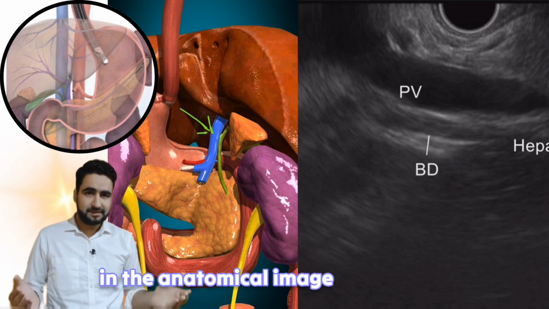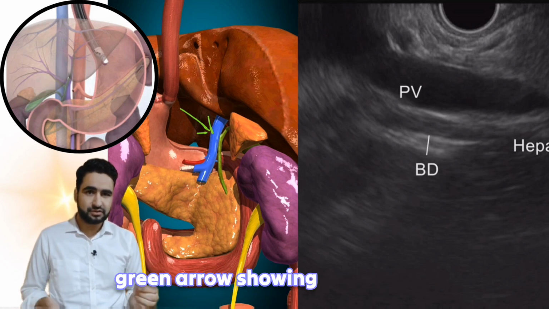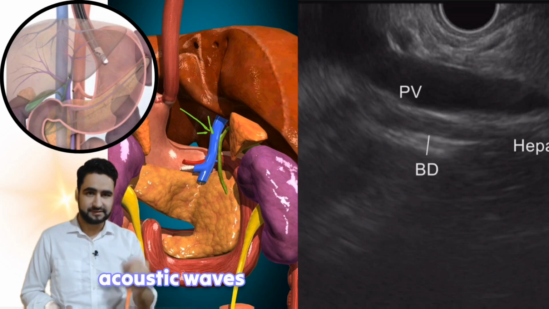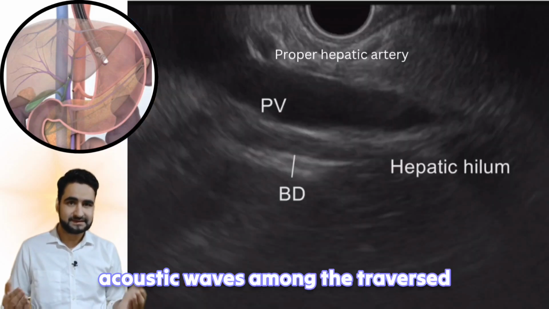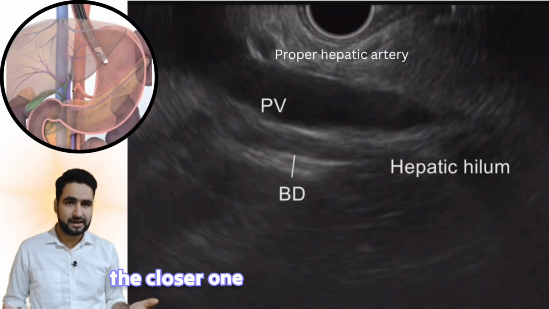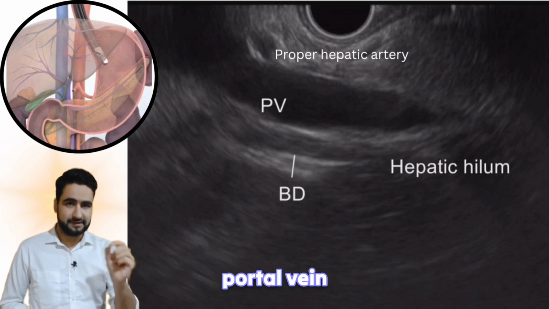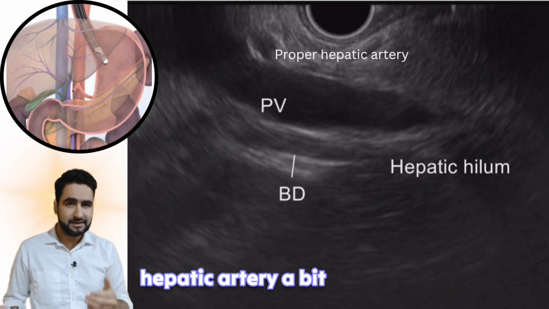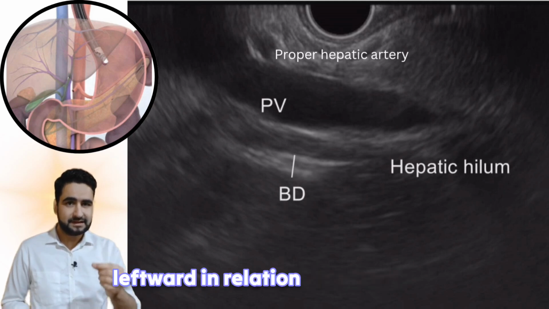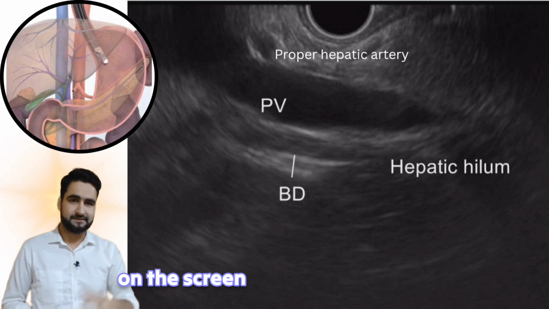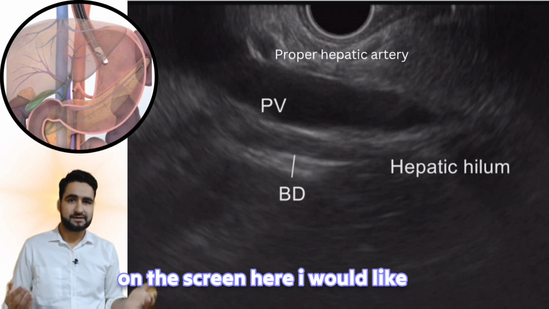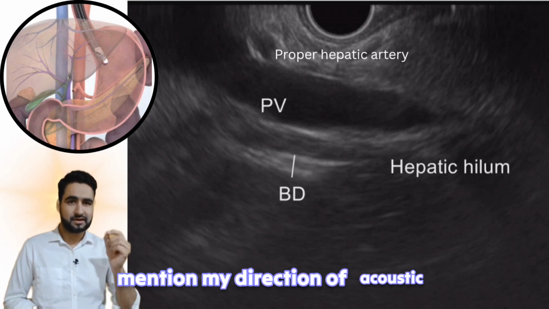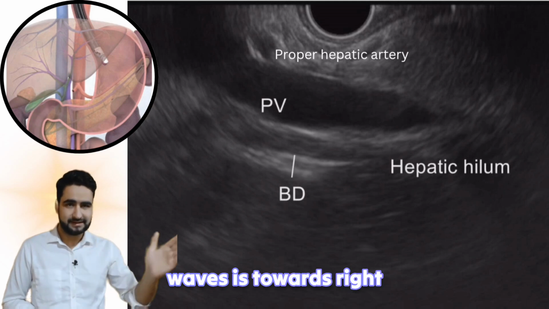In the anatomical image, you can see green arrow showing direction of acoustic waves. Among the traversed structures, the closer one to the probe is main portal vein. You can also see shadow of proper hepatic artery a bit towards leftward in relation to main portal vein on the screen. Here, I would like to mention my direction of acoustic waves is towards right.